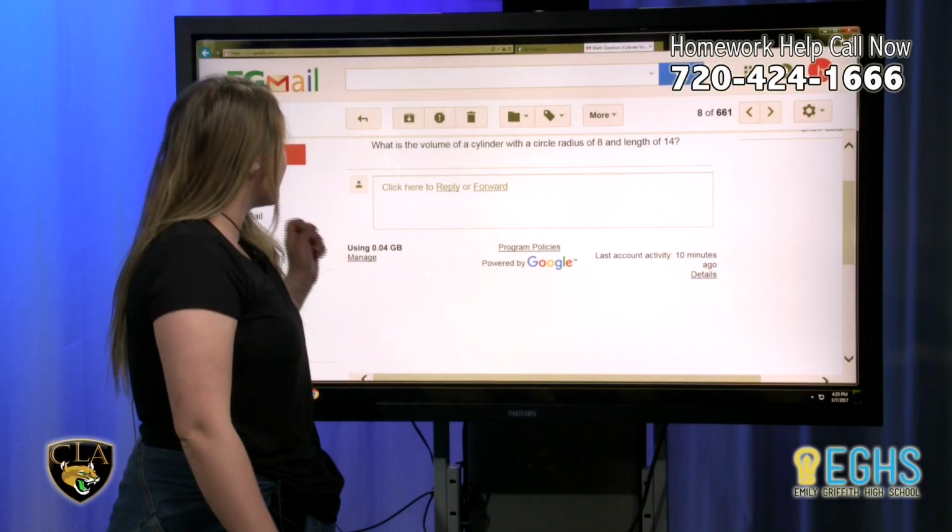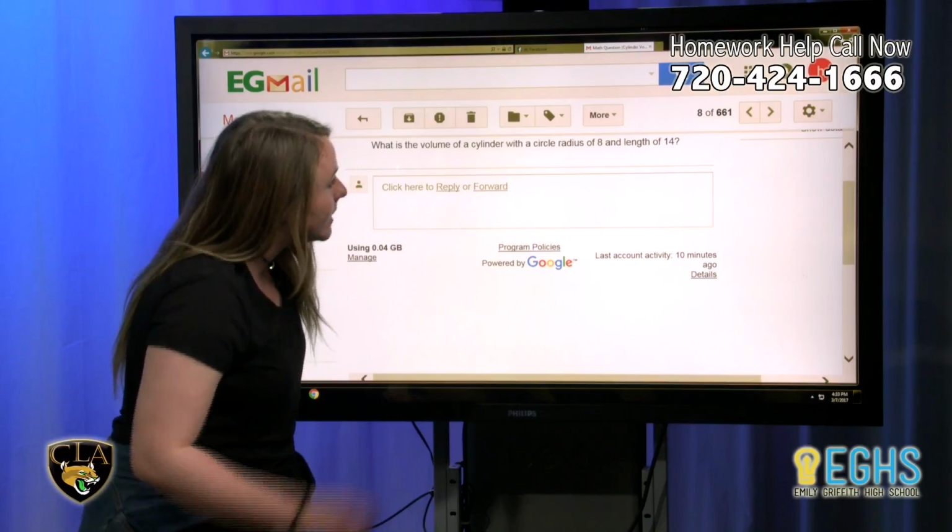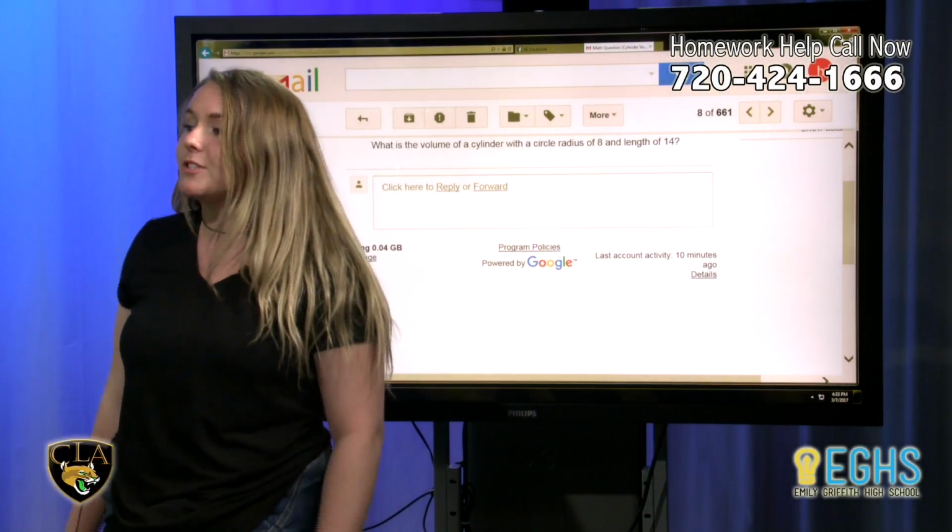What is the volume of a cylinder with a circle radius of 8 and the length of 14? So this is a math question.